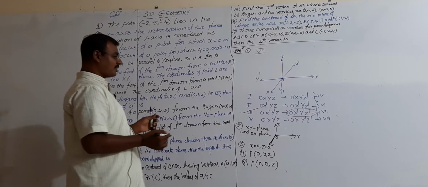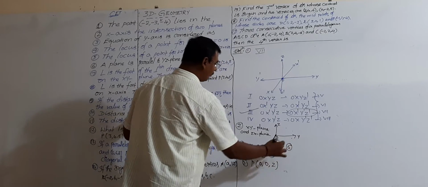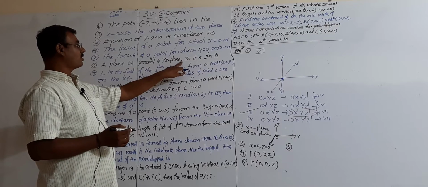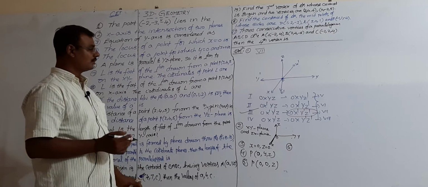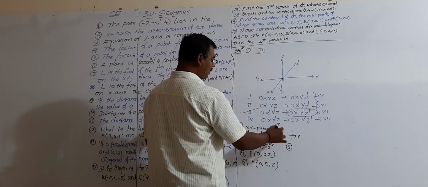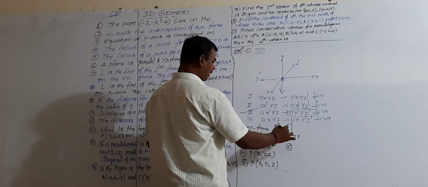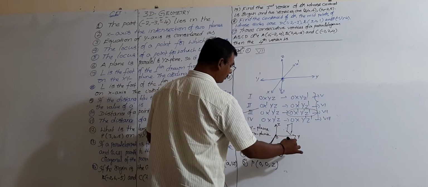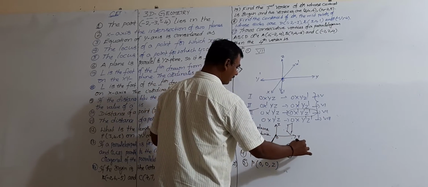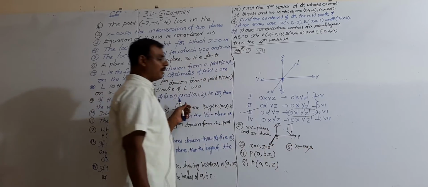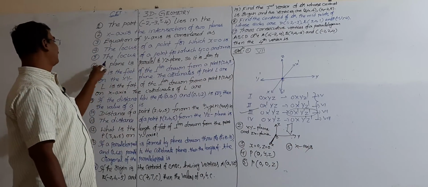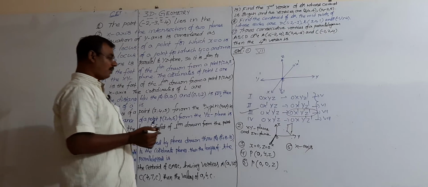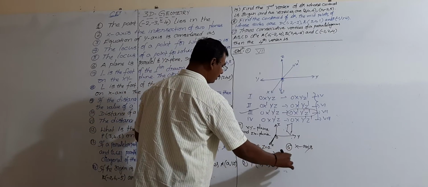Sixth question. A plane is parallel to the YZ plane. So it is perpendicular to what? This is called the YZ plane. So this plane is parallel to the YZ plane. It means it is perpendicular to what? X-axis. The answer is perpendicular to the x-axis. Next one. Seventh question.